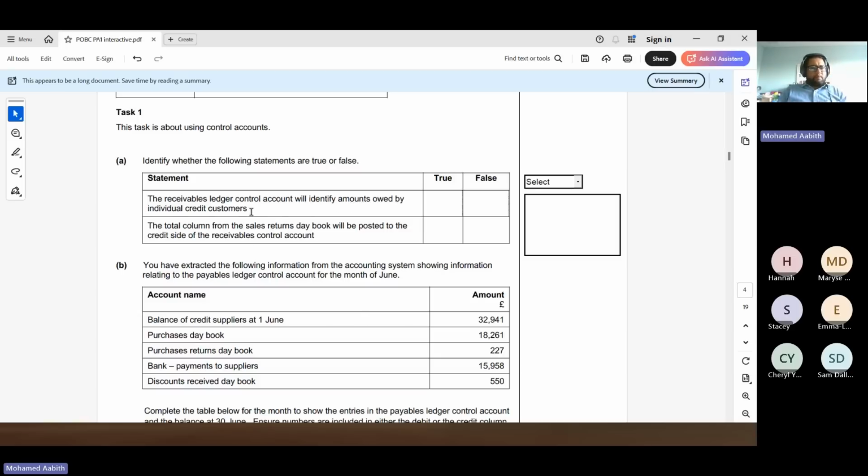Straight away, it looks okay to me because receivable ledger control and credit customers, those two statements are absolutely fine. But the key word here is the control account. The control account will not have the individual customer balances. You will have the total of the customers' balances. So if I'm going to talk about individual credit customers, I will say receivable ledger, not the control account.